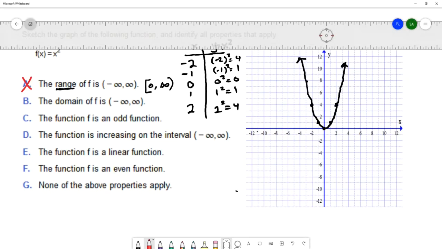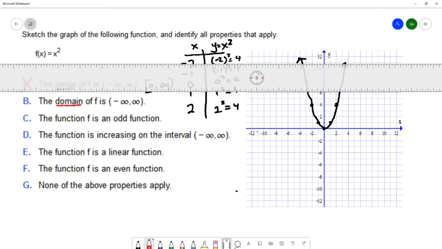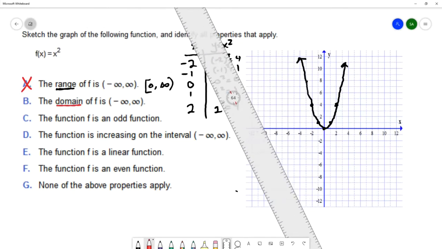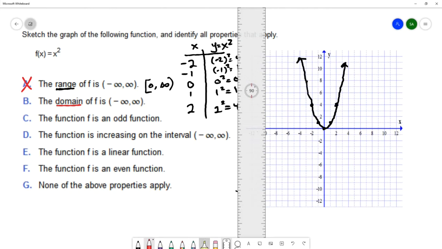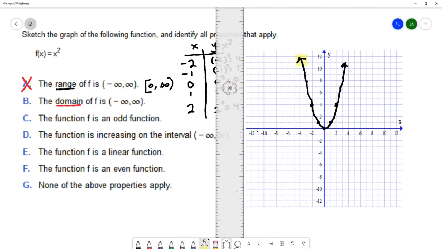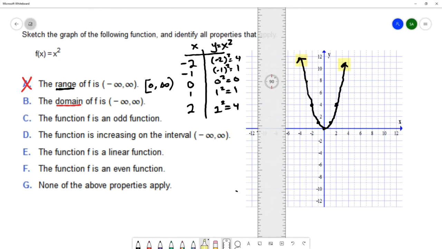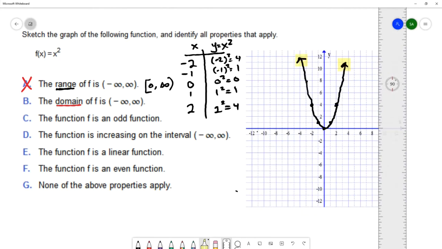The next property is referring to the domain. The domain of the function is -infinity to infinity. So let me hold my ruler vertically, and I can see because of this arrow that the domain will start at -infinity, and because of this arrow it will stop at infinity. I can also keep in mind that x squared is a type of polynomial function, and all polynomials have a domain of all real numbers, so I would select property B.